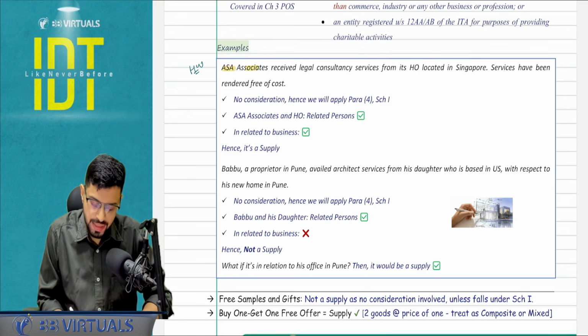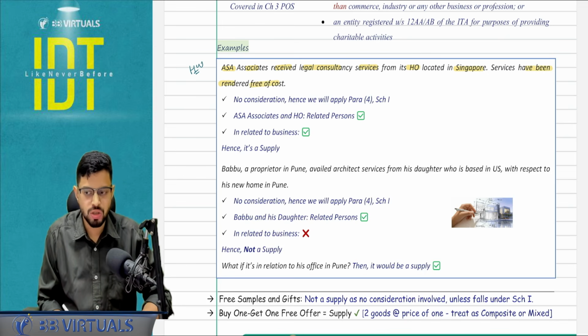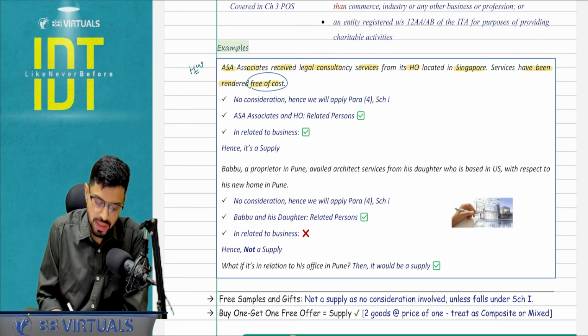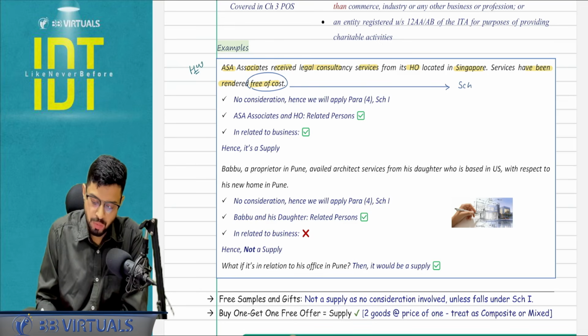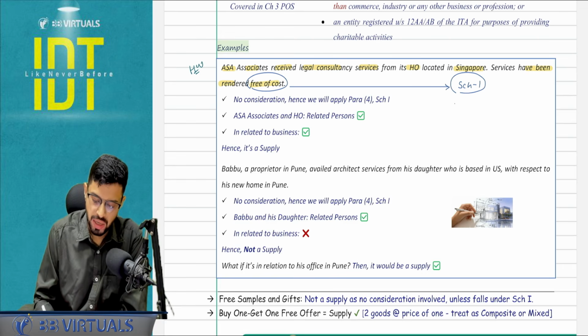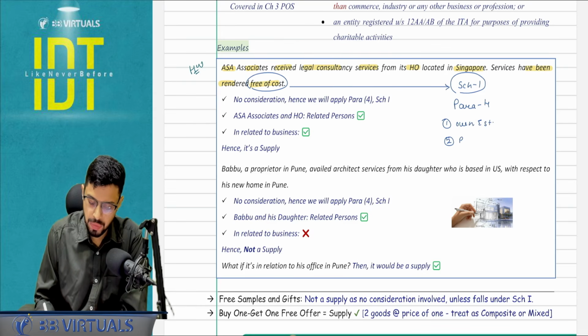ASA Associates received legal consultancy services from the head office located in Singapore. Services have been rendered free of cost. Now you know how the structured thinking flows, right? If it is free of cost, it means there is no consideration, so your mind will go to schedule number 1 because the parameter of consideration is missing. So our mind will go to schedule number 1, paragraph number 4. 2 conditions apply. Is it from your own establishment or related person? And is it for the purpose of business?